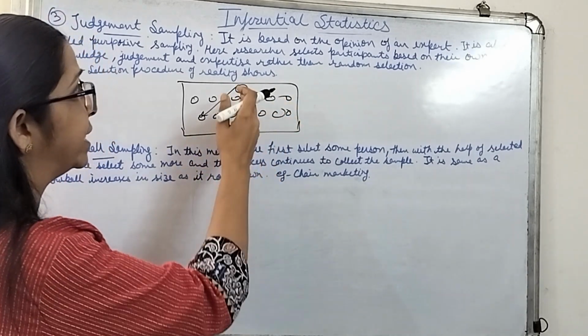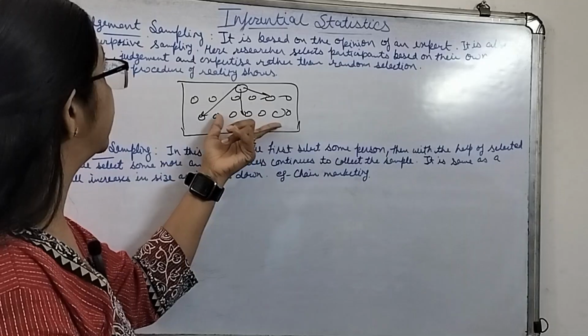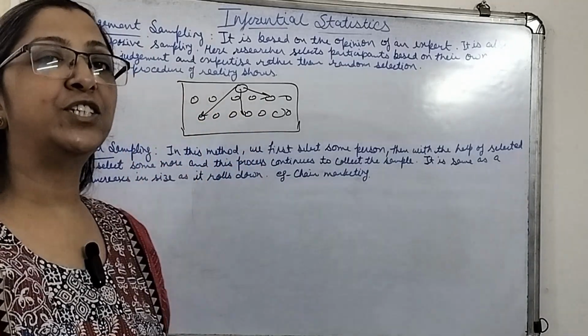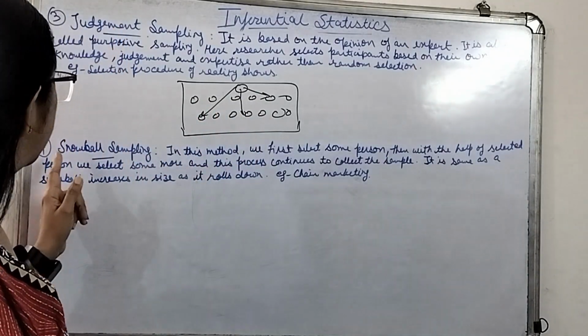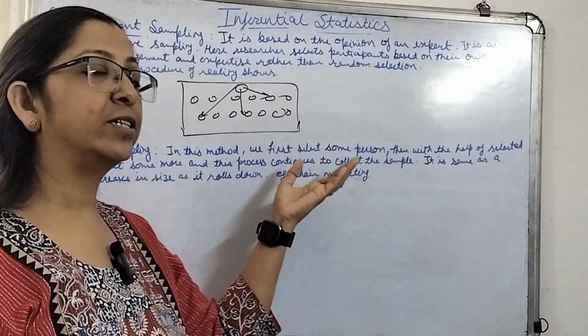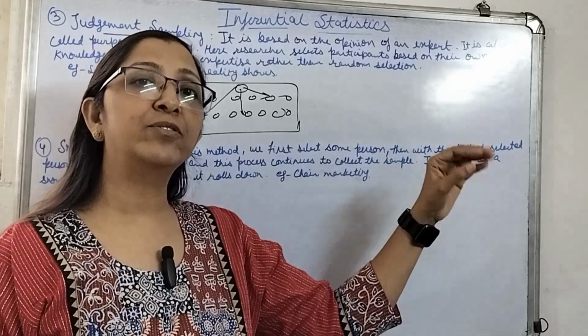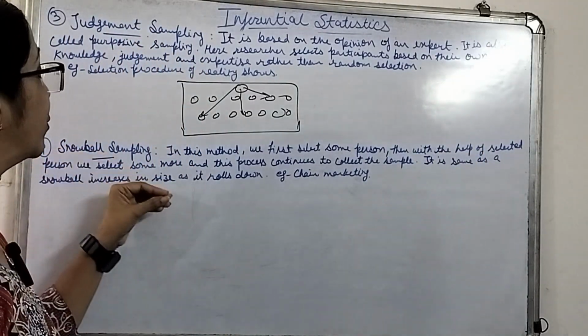Randomly, not randomly, he is selecting the person as per his expertise, as per his knowledge. This type of sampling is known as your judgment sampling. Now the next is your snowball sampling. In this type of sampling, we are first selecting some persons. Then with the help of these selected persons, more persons are selected.